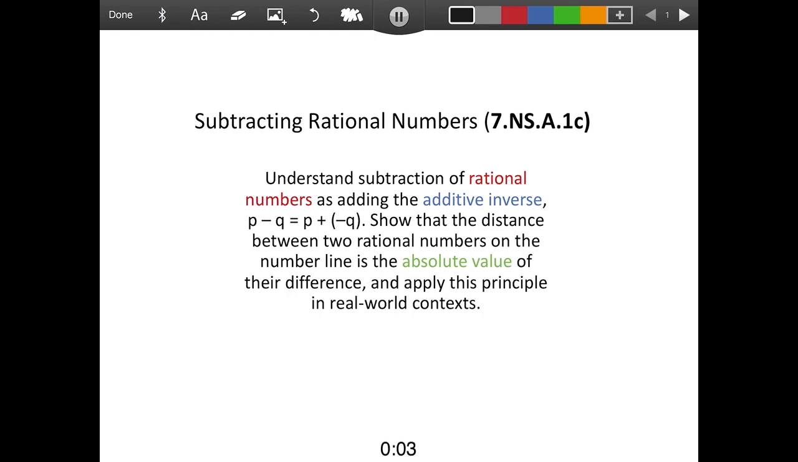Okay, on to activity 2, which is subtracting rational numbers. It is going to tie in very, very closely to the adding rational numbers that we just looked at. So we need to be able to understand subtraction of rational numbers as adding the additive inverse. So yes, you heard that correctly. We are going to take each subtraction problem and change them to an addition problem. By doing that, we will show that the distance between the two rational numbers on the number line is the absolute value of their distance.